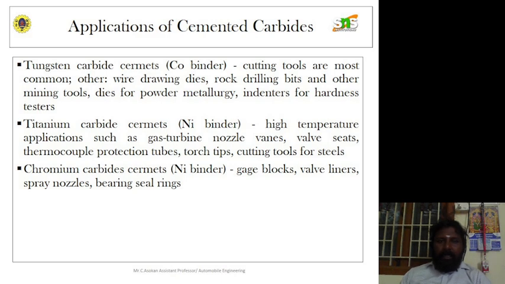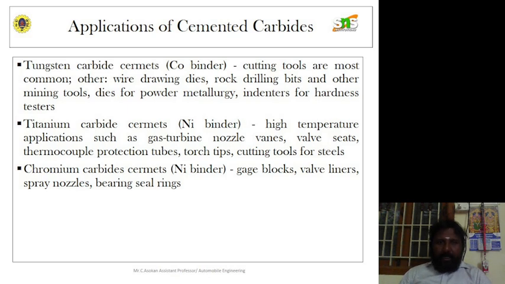Tungsten carbide cements with Co binder; cutting tools are the most common application. Others are wire drawing dies, rock drilling bits and other mining tools, and dies for powder metallurgy, also used in hardness testers. Then there are titanium carbide cements with nickel binder.